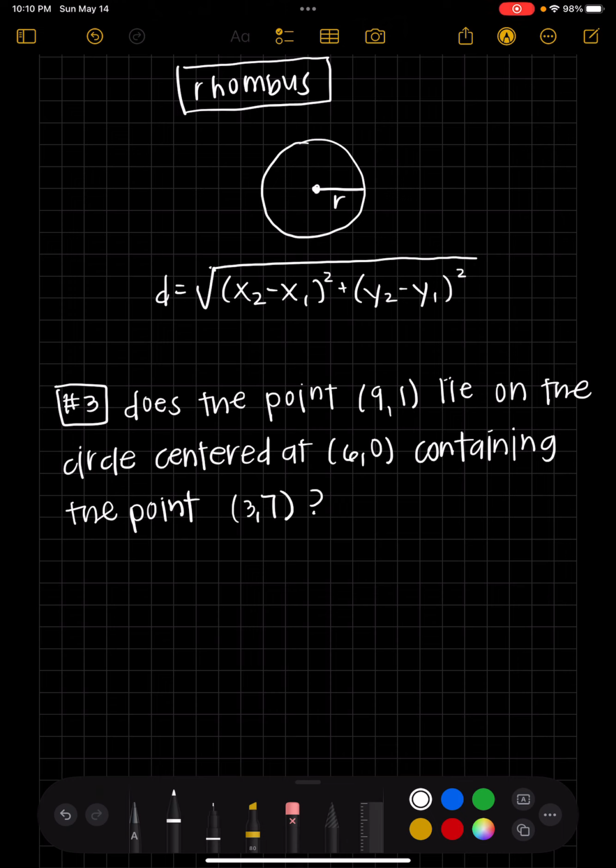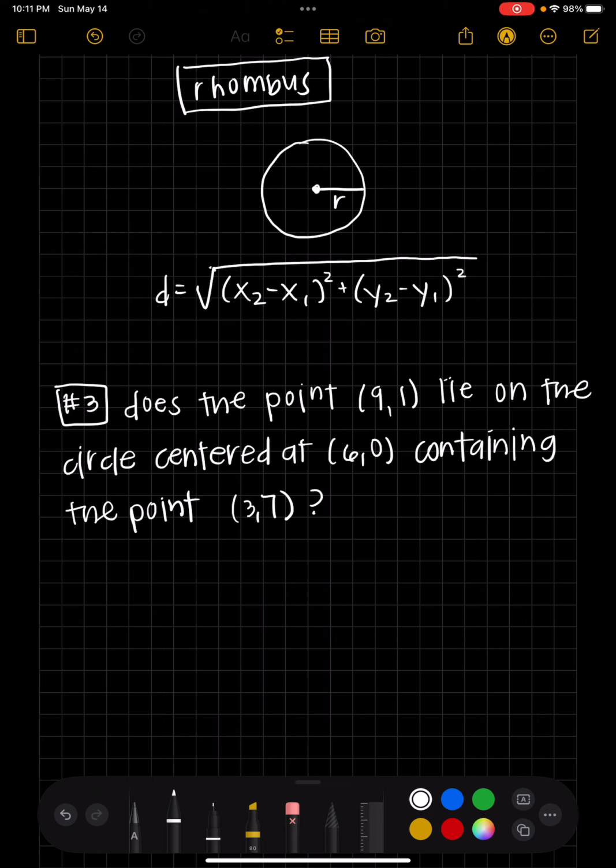Here I have a picture of a circle. And inside the circle, we have the center of the circle, which is right in the middle of the circle. And from the center to any edge of the circle is called the radius. So I drew it on the right side, but I could have drawn it on the left side or at the top or at an angle or at the bottom. It doesn't really matter because the radius, no matter what, all the way around is the same length.